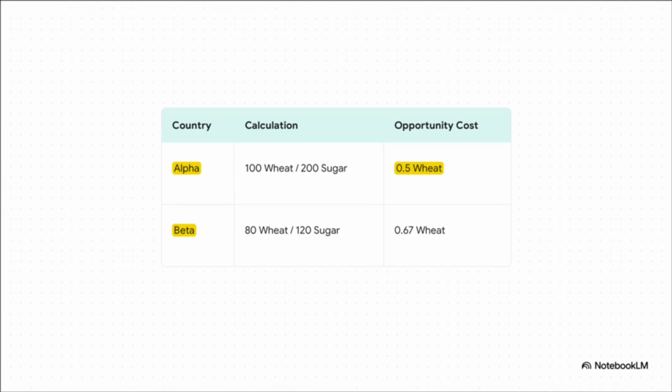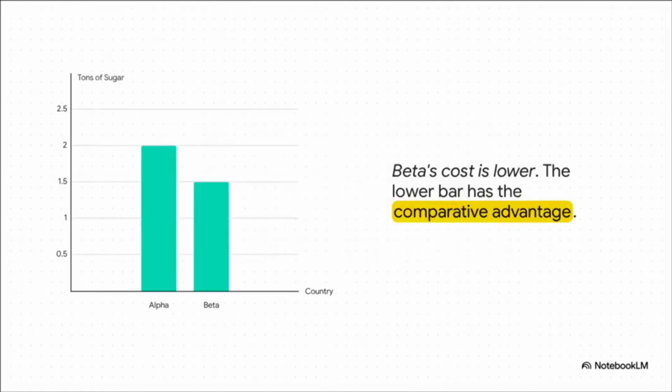Okay, now let's flip it around and do the same thing for sugar. For Alpha, we take the 100 wheat they give up and divide it by the 200 sugar they get. That means 1 ton of sugar costs them half a ton of wheat. For Beta, we divide 80 wheat by 120 sugar, and that comes out to about 0.67 tons of wheat. So this time, Alpha actually has the lower opportunity cost, and this chart just makes it super clear.